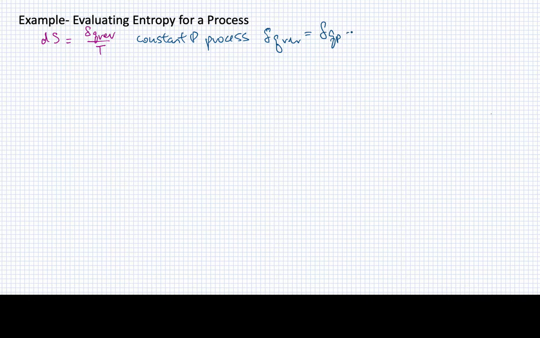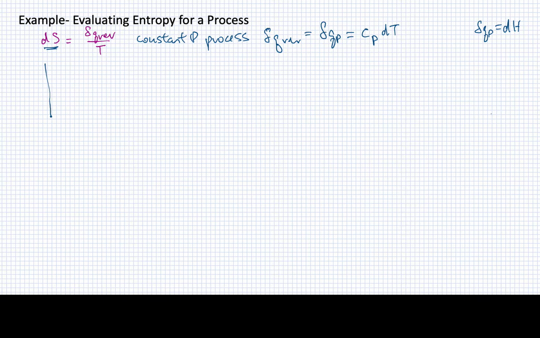Now we also know from our earlier work that this can be written as the constant pressure heat capacity times a differential in temperature. I'll also remind you that this quantity, an incremental change in heat, is equivalent to our differential for the state function enthalpy. So what we want to do is evaluate our entropy change for a constant pressure process.